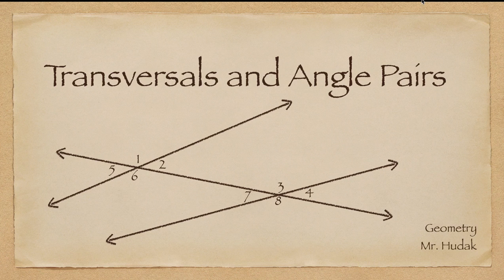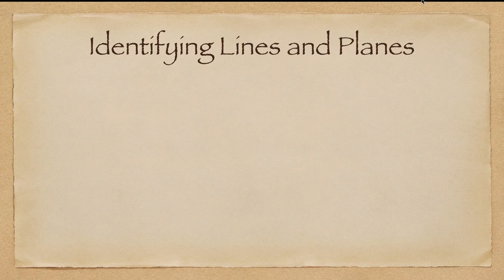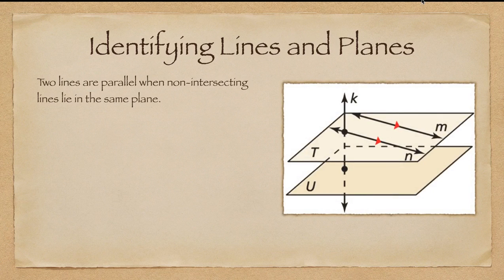Transversals and angle pairs. Identifying lines and planes. Two lines are parallel when non-intersecting lines lie in the same plane.